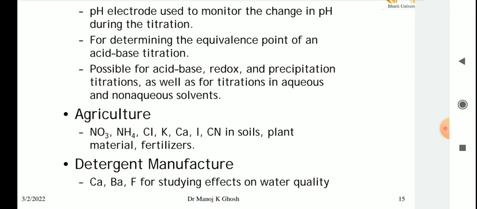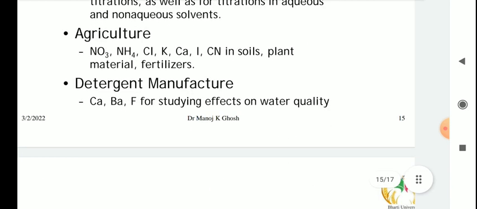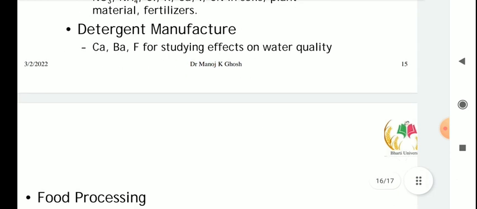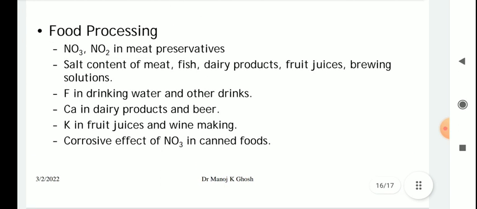And lastly, we discuss the manufacture of detergent. We can use the technique for the manufacture of detergent, like calcium, barium, fluorine, for studying the effect on water quality. Last is food processing. We can also use this technique for food processing.